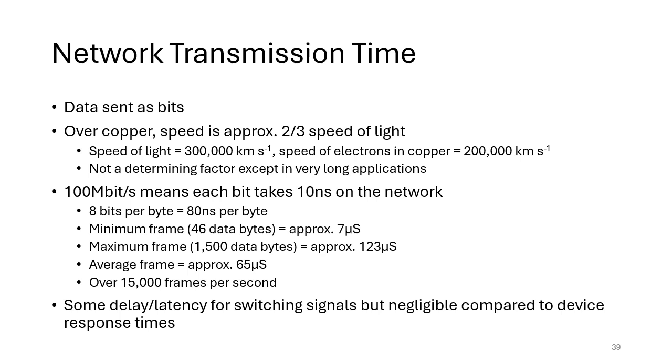Now, assuming you've got a 100 megabit network, if you're sending 100 megabits per second, that means each bit on the network takes about 10 nanoseconds. If you add up the number of bits per byte, that gets you to 80 nanoseconds per byte. If you look at the minimum and maximum frames on the network, the minimum time would be 7 microseconds, the maximum size would be 123 microseconds. If we take the average frame size, that would be about 65 microseconds, and that allows us to send over 15,000 frames per second, which is a lot.